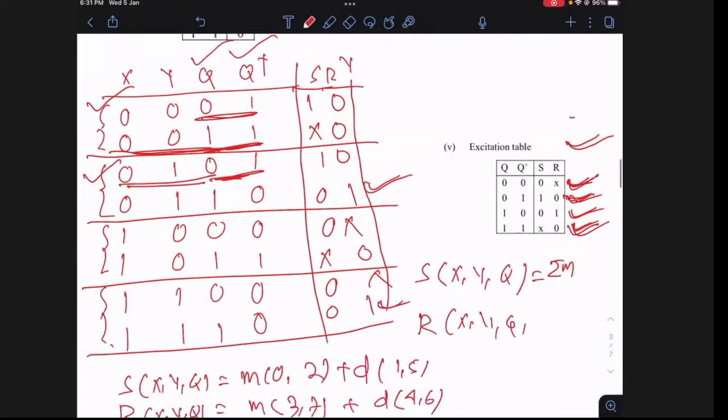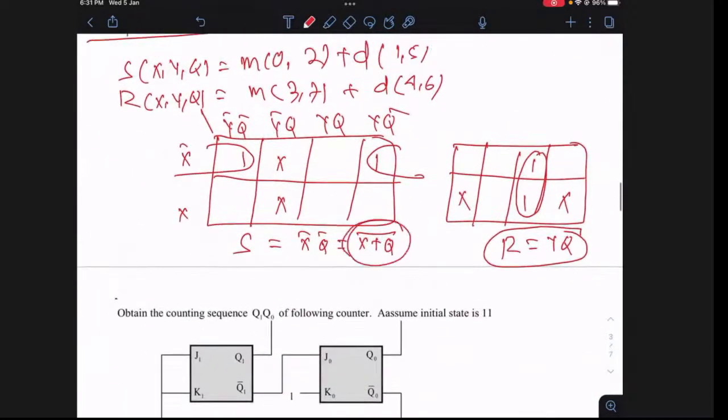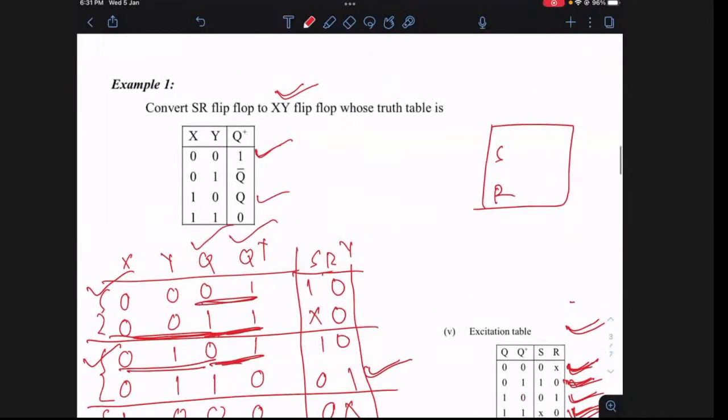So S input is nothing but X plus Q whole complement. That means I'm making a NOR gate here. One of the inputs I'm giving from X, the other input I'm giving from Q. So this is your Q. So S is equal to X plus Q whole complement.